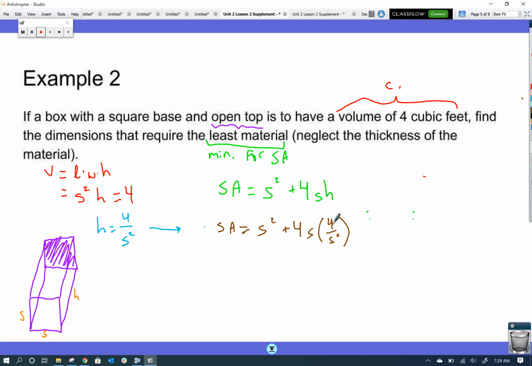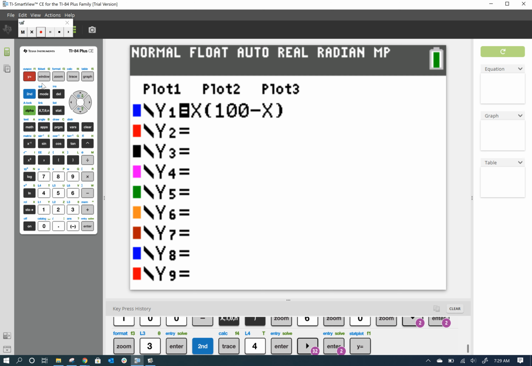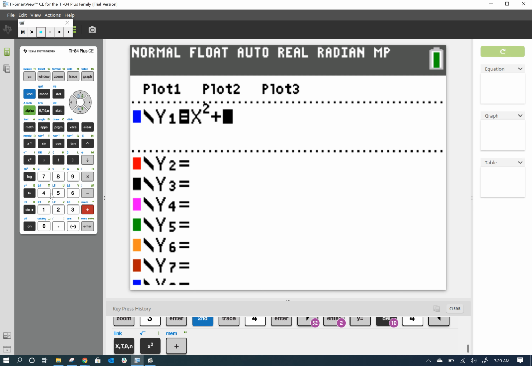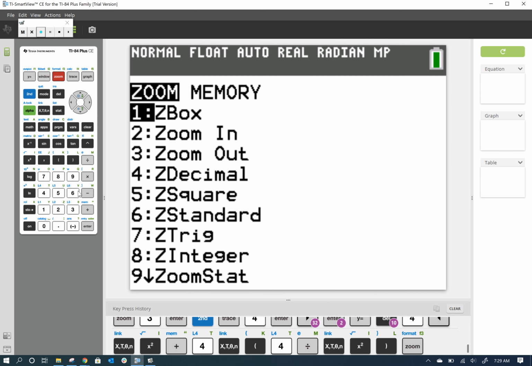Now you could do 4 times 4 is 16, you could do s, and then one of those s's cancel, but we're going to keep in the spirit of don't simplify because our calculator can do it for us. So s squared plus 4s, and then 4 over s squared. Let me delete this here. We have just the square, so x squared. And then we added on those 4 rectangles, which was 4 times s, which we call x, times 4 divided by x squared. Okay, so let's zoom standard just to see what it looks like.